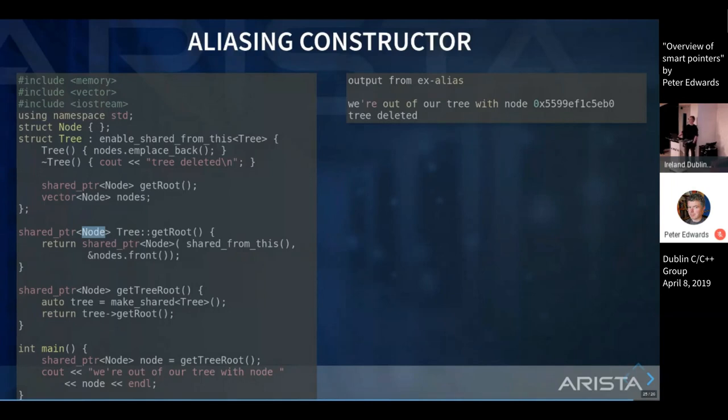I'm not sure. I suppose if you call make_shared from a static function, you probably have access to the constructor. Oh, probably wouldn't. No, I'm not sure. I don't know the answer. I can't think of anything off the top of my head, but no, I'm not sure.